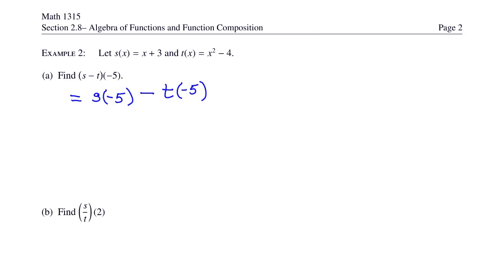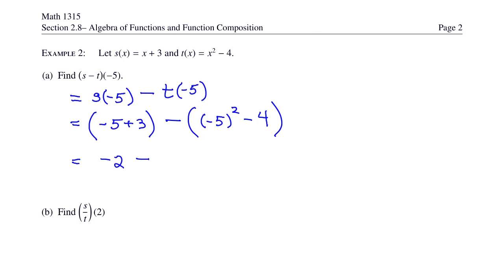And then you just need to compute what s of negative 5 would be. So the function s says to take x plus 3. So we're going to take negative 5 plus 3. And then we will subtract the result of taking negative 5 and evaluating it in the t function. So that would be negative 5 squared minus 4. This would be negative 2 minus 21. And the answer is negative 23.